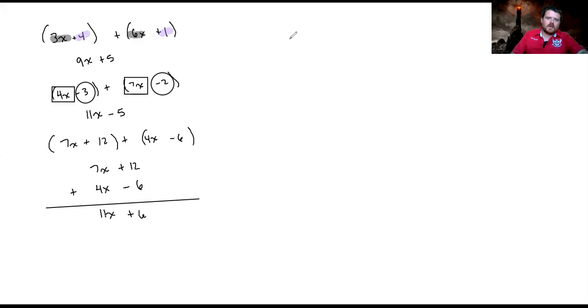Subtraction is the same way, but let's do a trinomial instead of a binomial. So let's say I have 3x squared plus 10x plus 12, and I'm going to subtract x squared plus 4x plus 10. Okay. So again, up to you.